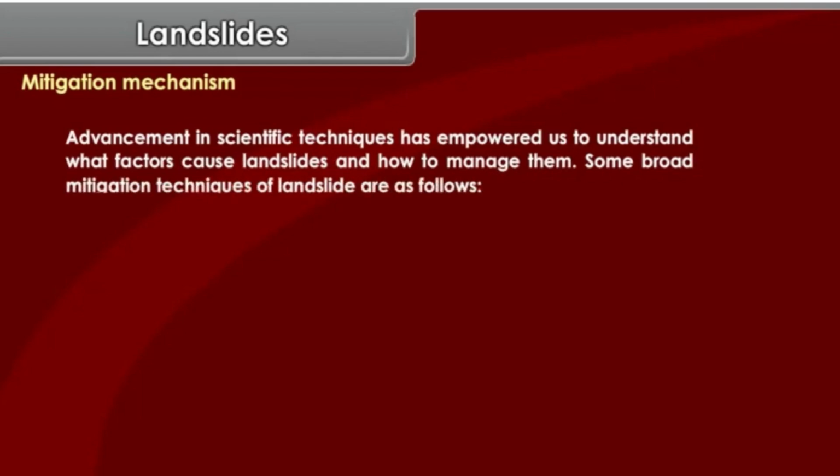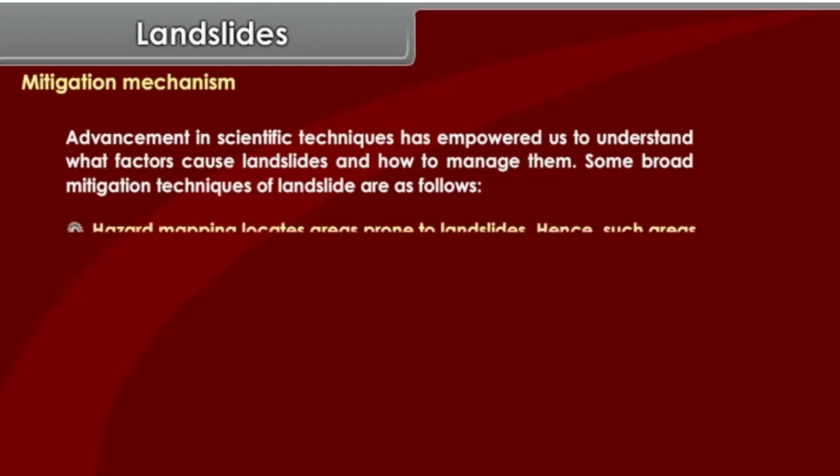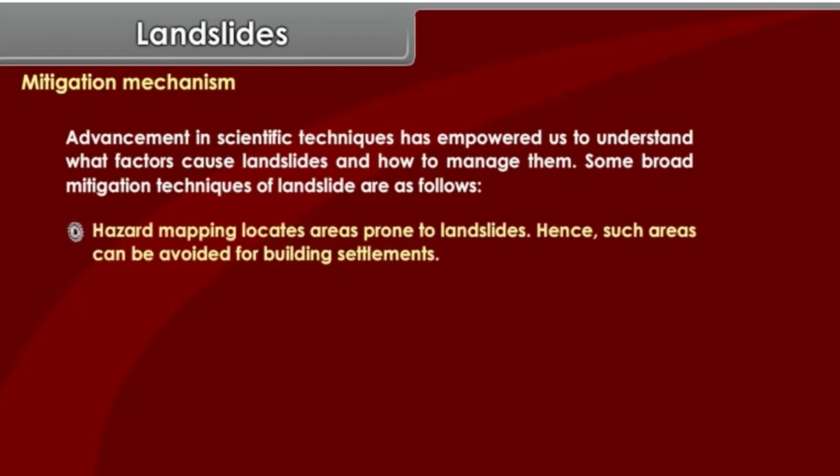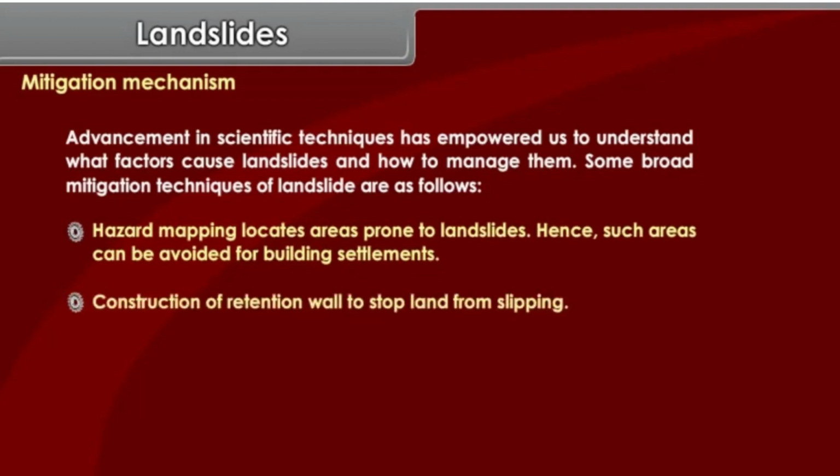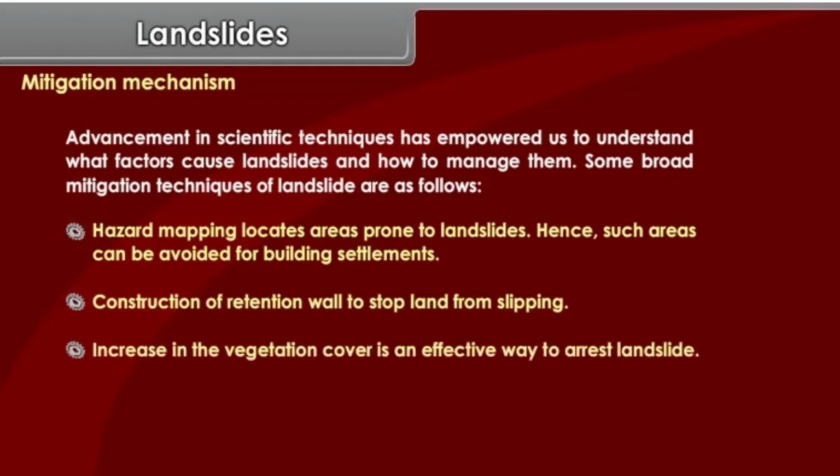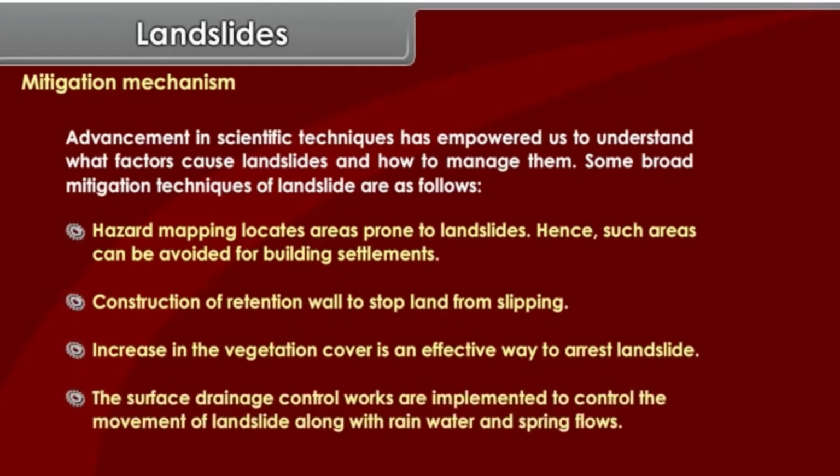Some broad mitigation techniques of landslide are as follows. Hazard mapping locates areas prone to landslides. Hence, such areas can be avoided for building settlements. Construction of retention walls to stop land from slipping. Increase in the vegetation cover is an effective way to arrest landslides. The surface drainage control works are implemented to control the movement of landslide along with rainwater and spring flows.